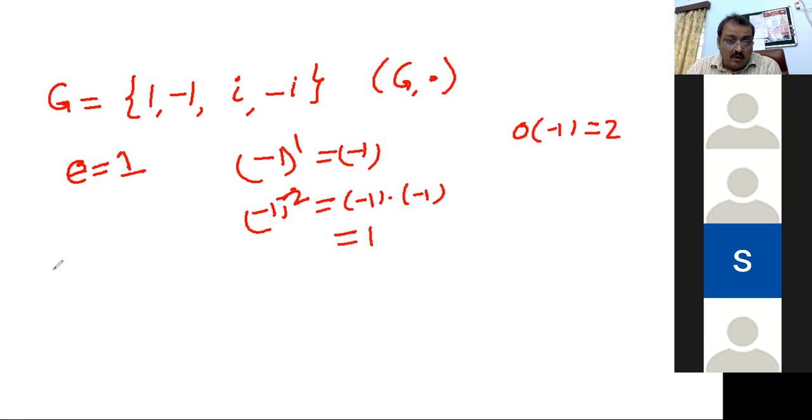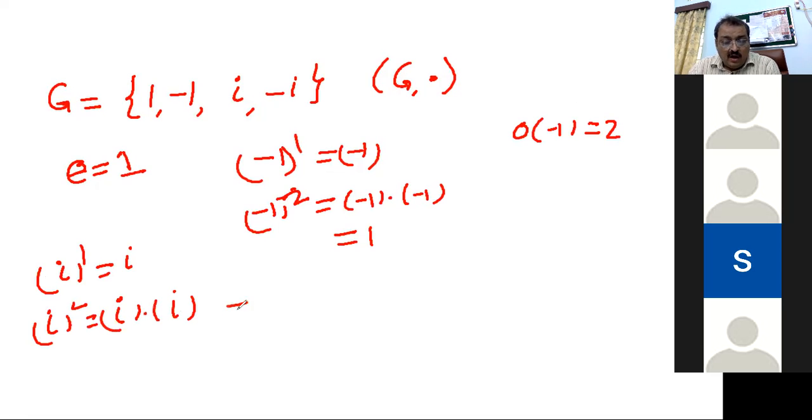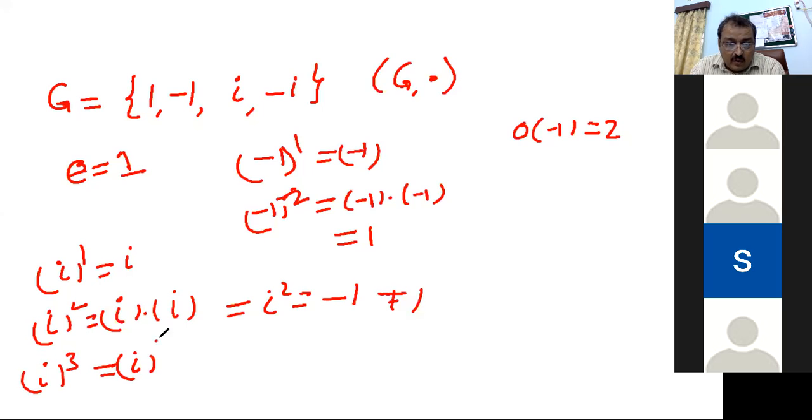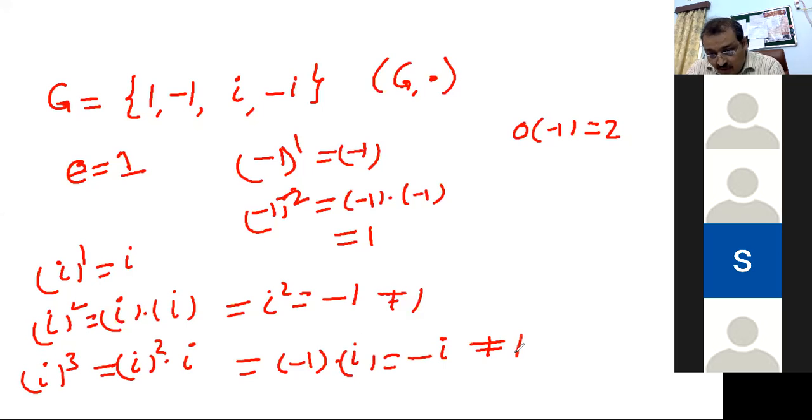Now we have the order of i. So we have i to the power 1 is equal to i. Now we have i square, which is i into i. i into i is equal to what? i square. i square is equal to minus 1, so not equal to 1. So now we have to calculate i to the power 3. So i to the power 3 is equal to i square into i. i square we already calculated, minus 1, and then we have i, and this is equal to minus i. Again, this quantity is not equal to 1.